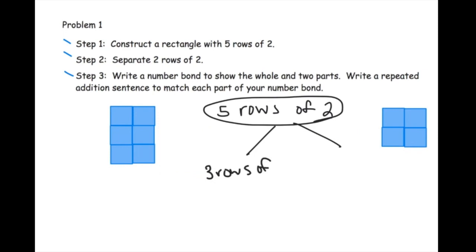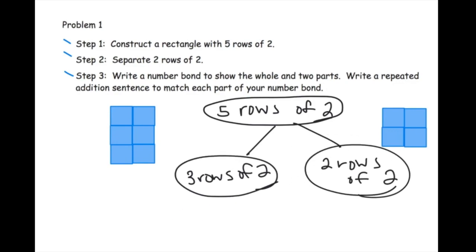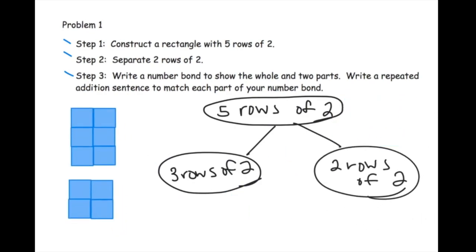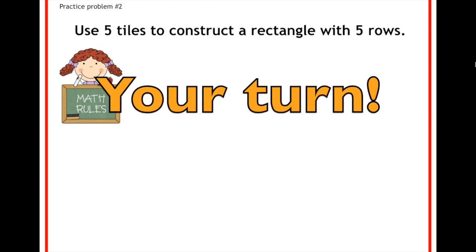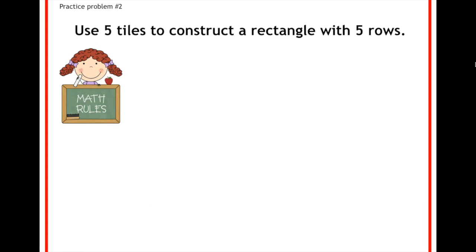As you can see, on one side I have 3 rows of 2, and on the other I have 2 rows of 2. 3 rows of 2 and 2 rows of 2 make 5 rows of 2. Your turn to practice. On a piece of paper, use 5 tiles to construct a rectangle with 5 rows.